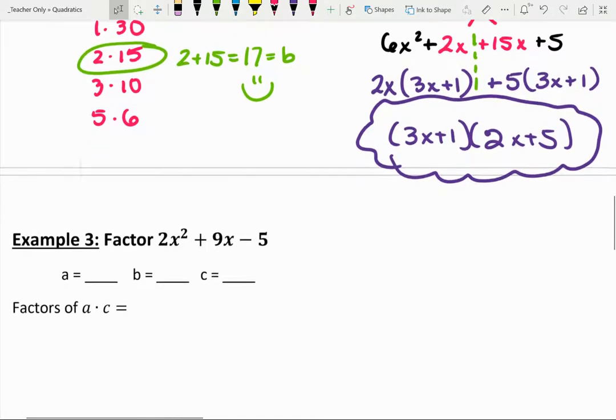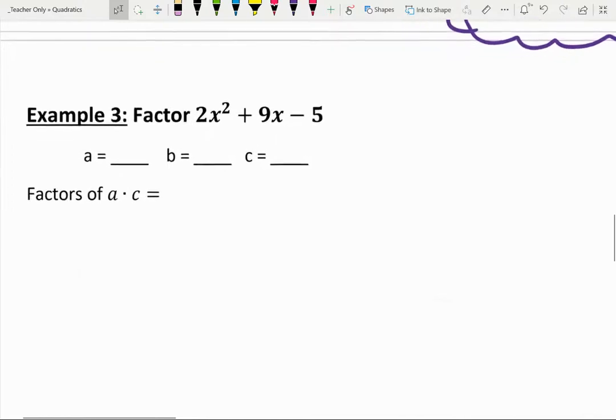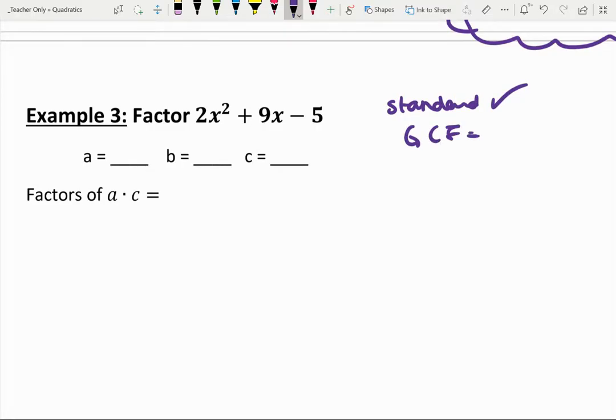Just a few more examples here to make sure that we're getting this. Example 3, this is in standard form. Our greatest common factor is equal to 1. Our A, B, and C values are 2, 9, and negative 5. So again, we're going to start by multiplying A times C and listing out those factors. So A times C, or 2 times negative 5, is negative 10.